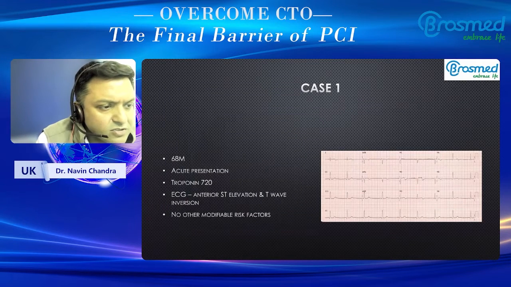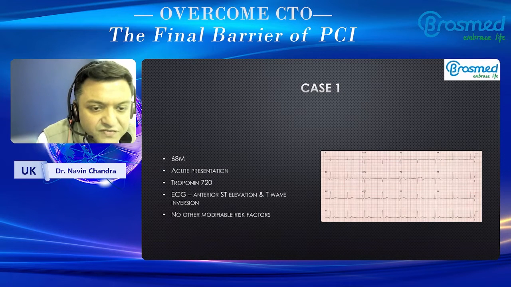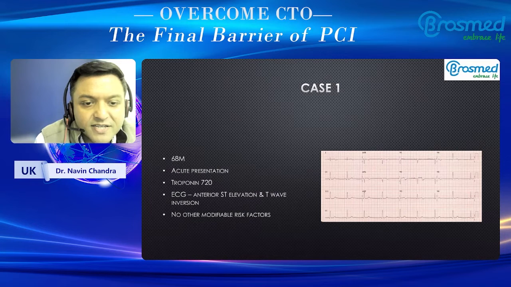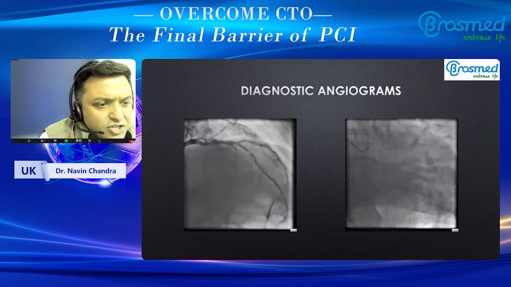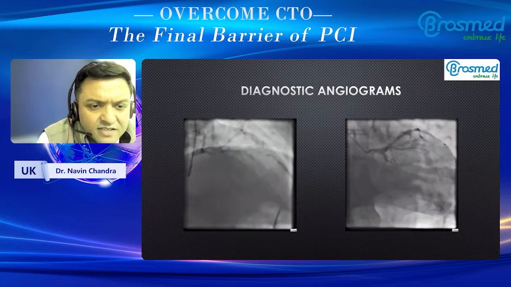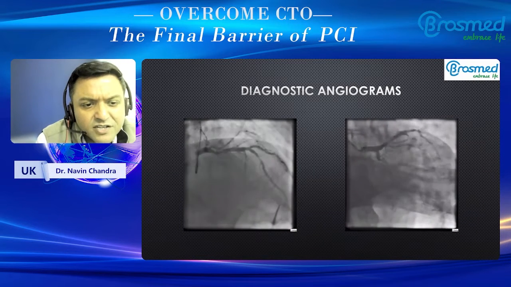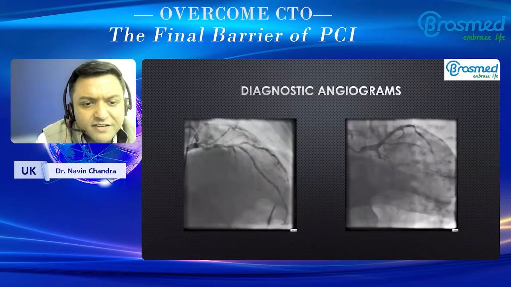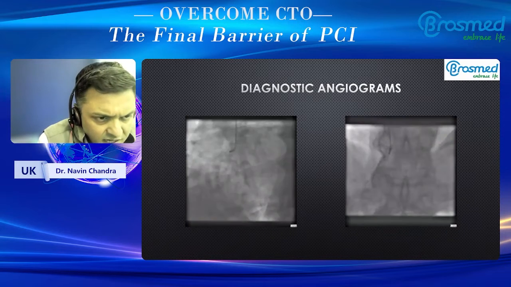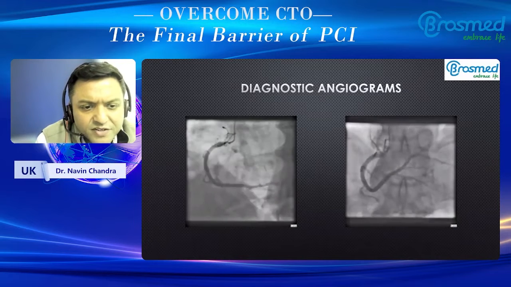The first case is a 68-year-old gentleman who had an acute presentation with anterior ST elevation. Troponin was 720, no other modifiable risk factors, and the ECG is shown there with anterior ST elevation and T-wave inversions. The first angiogram shows a critical lesion in the mid-LAD. You also see from the second video a chronic occlusion of the circumflex, quite a large vessel, trifurcating beyond the point of occlusion, with some retrograde filling via the apex. Just for your information, the right coronary artery was a large dominant vessel, relatively free of disease.